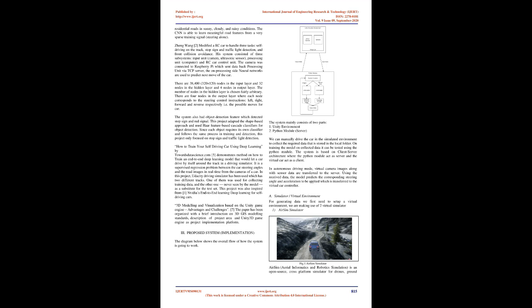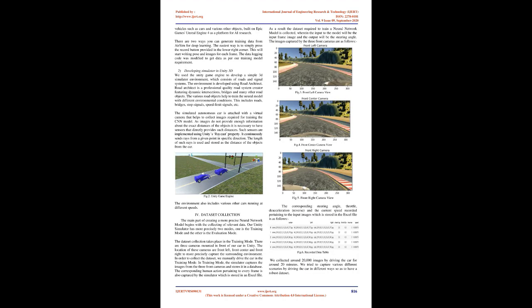How to train your self-driving car using deep learning, by TowardsDataScience.com, demonstrates a method to train an end-to-end deep learning model that would let a car drive by itself around the track in a driving simulator. It is a supervised regression problem between the car steering angles and the road images in real time from the cameras of a car. In this project, the Udacity driving simulator has been used, which has two different tracks. One of them was used for collecting training data, and the other, never seen by the model, as a substitute for the test set. This project was also inspired by NVIDIA's end-to-end deep learning for self-driving cars.